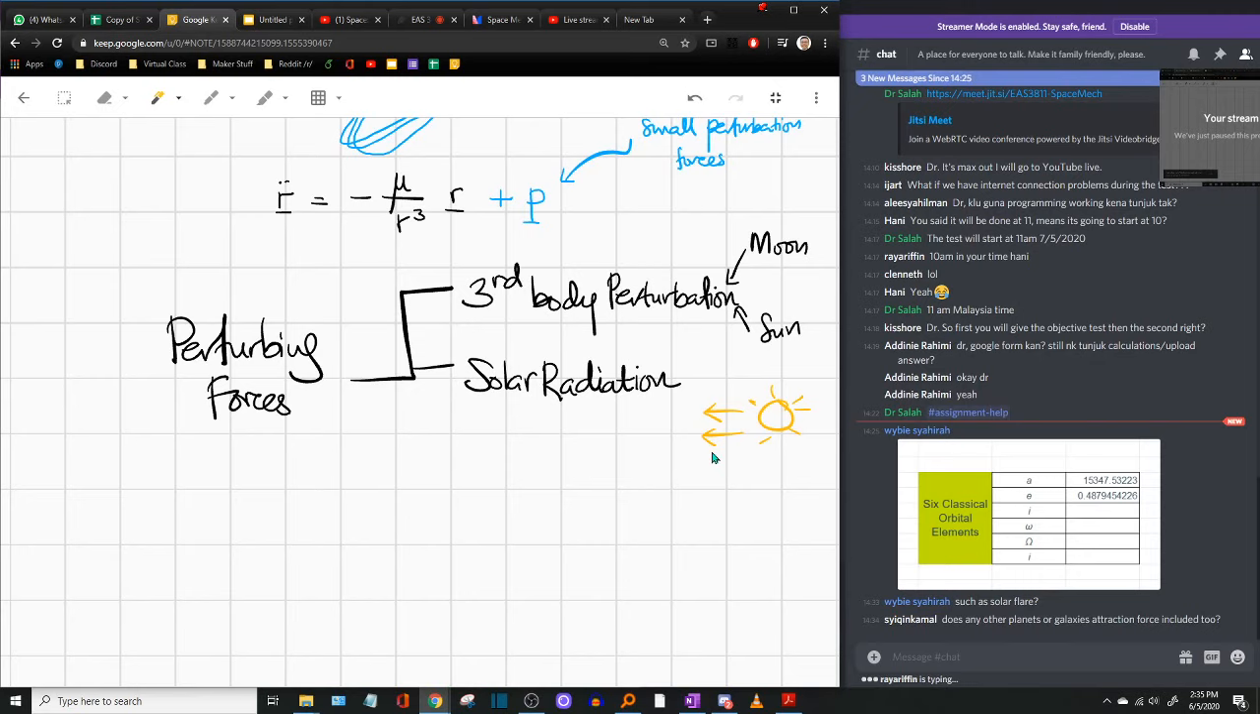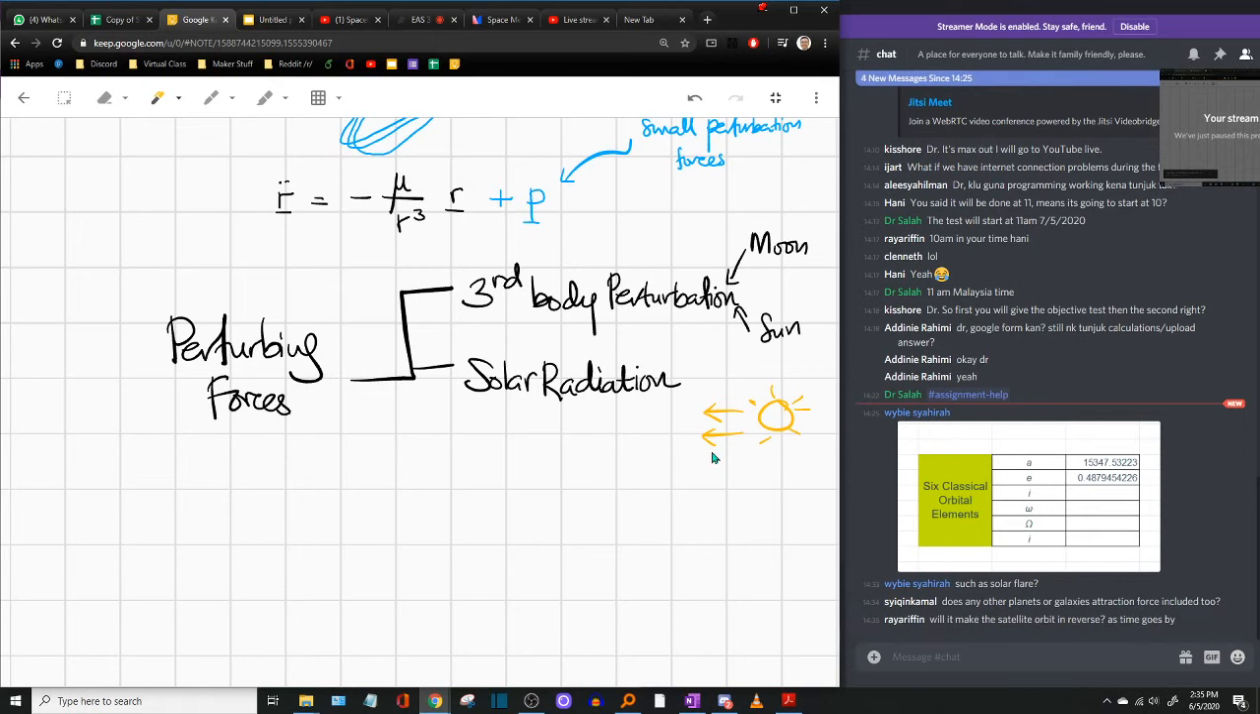Do other planets or galaxies' attraction forces get included too? Well, third body perturbation is very, very small. So the only two significant ones are the moon and the sun. Perturbation force from galaxies, or even Jupiter, or even our closest neighboring planets, Mars or Venus, is really, really small. The most significant ones are the moon and the sun, and even that, I'll show you later, is very, very small.